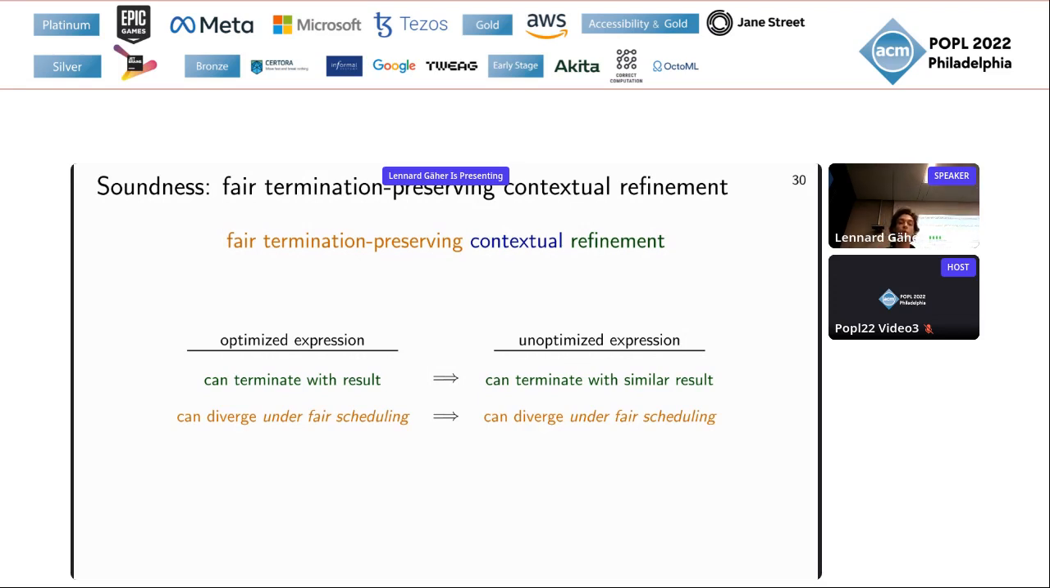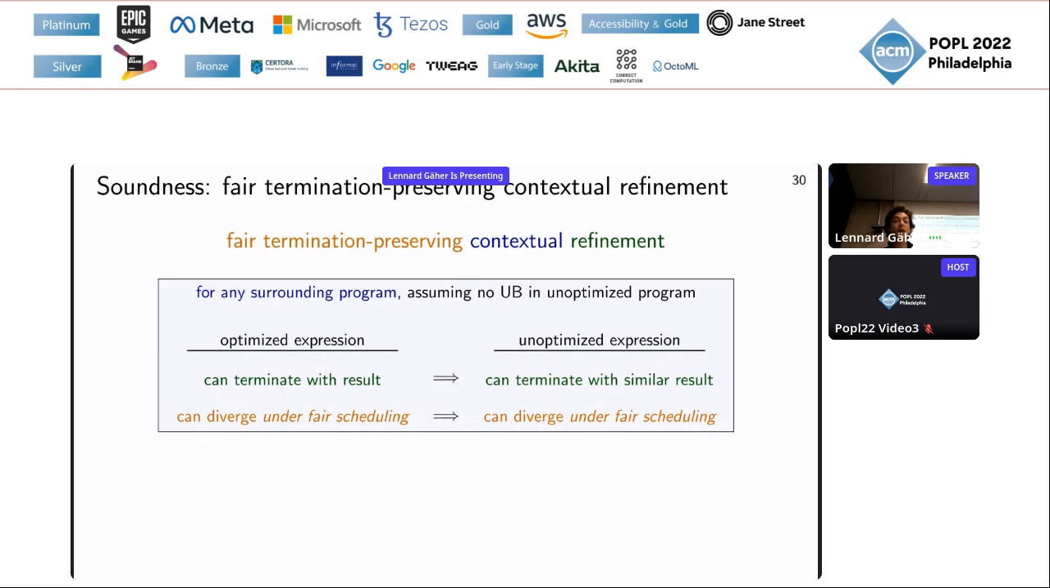We do not use this to gain new proof rules, but rather because we think that it gives a more realistic soundness result. And while fair termination preservation has incomparable strengths to plain termination preservation, realistic schedulers are fair and don't just starve some threads. So an unfair diverging schedule in the unoptimized program should not just allow the compiler to introduce non-termination even under a fair scheduler. And finally, all of this should hold for any surrounding program under the assumption that the source program has no undefined behavior.